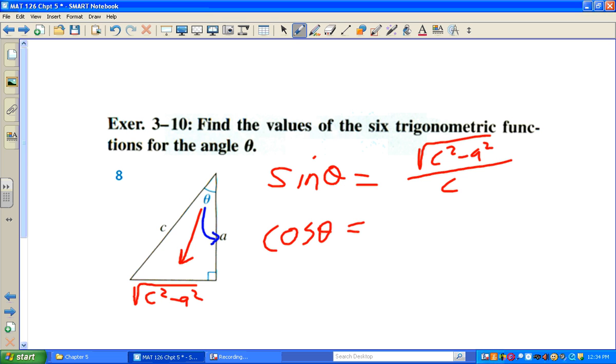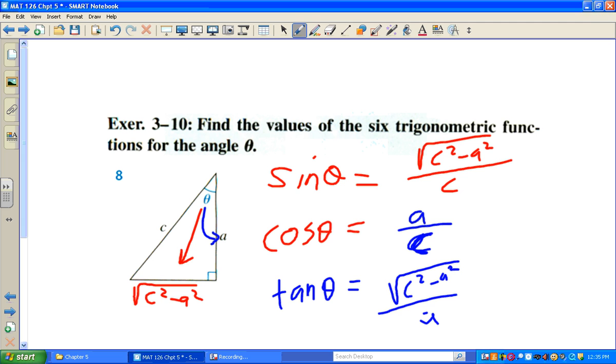Sine, cosine would be a over c. Okay, and then tangent of theta would equal the opposite, the square root of c squared minus a squared, all over a. Opposite over adjacent. So on the next problem, you wouldn't do sine, cosine, tangent again. You would do cosecant, secant, and cotangent. Okay? So you're alternating between the sets of 3. All right? That usually works out pretty good. Unless you want to do all 6, that's fine. You can alternate between groups of 3. Okay? Fantastic. Questions on that?